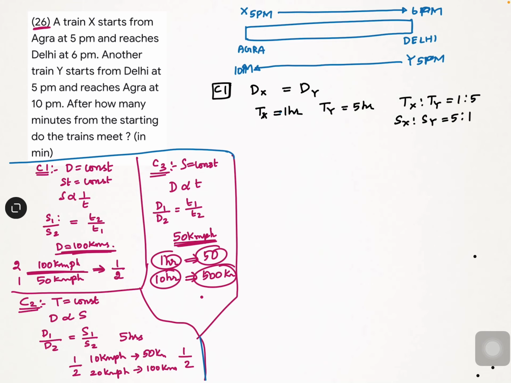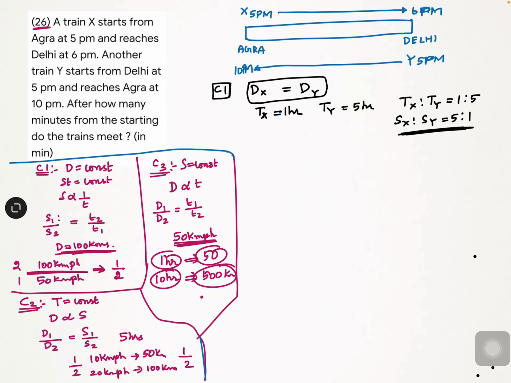Yes, I can do this because I have established that the distance parameter is constant for both the trains. One train is traveling from Agra to Delhi, another train is traveling from Delhi to Agra. So the distance is constant. So using distance is constant, that is concept number 1, we have established their speed ratio. This is the first part of the problem.